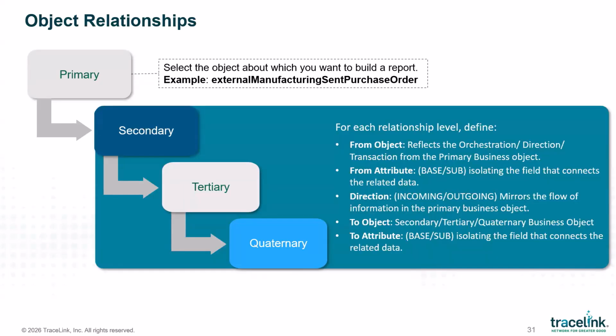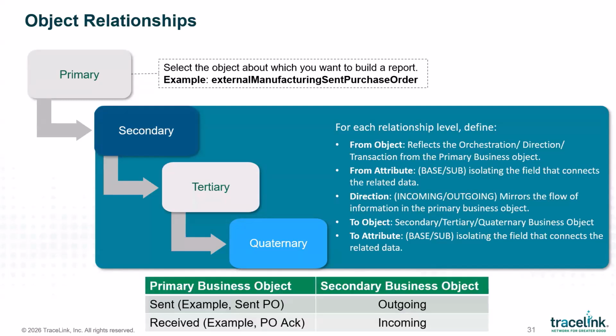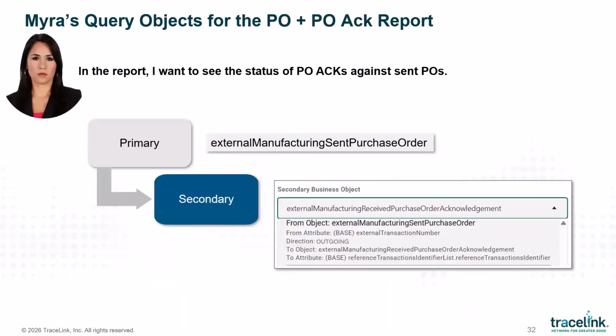For each relationship you define, you'll specify the from object and from attribute, where the data originates, the direction, whether it's incoming or outgoing. And for Mint-related query objects, you can relate the direction concept with the transaction direction, whether the transaction is coming to your system or going out from your system. The to object and to attributes, where the related data connects. Note, it's recommended to use base field and pay attention to item level versus transaction level information, as the fields are often duplicated.